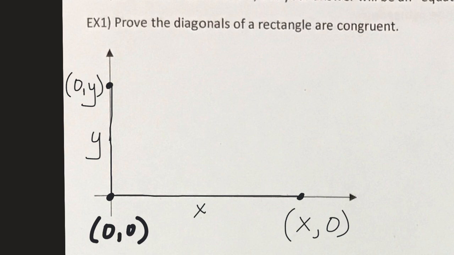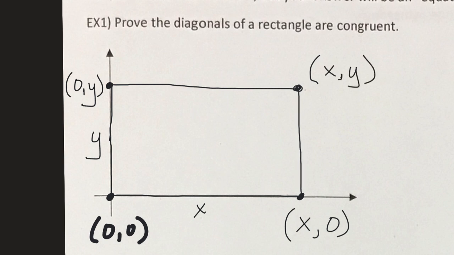So then if we complete our rectangle, we have to draw this one parallel to the base and this one parallel to the left side. And then what are the coordinates of this point up here? X comma y. Whatever your favorite two numbers are, you can plug them in, and we'll show this numerically, but we're going to do this in general. So prove that the diagonals of a rectangle are congruent.